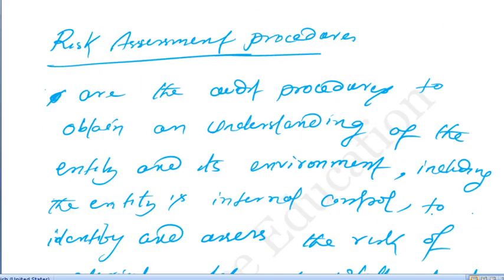So that's all about risk assessment procedure, which is used in auditing.